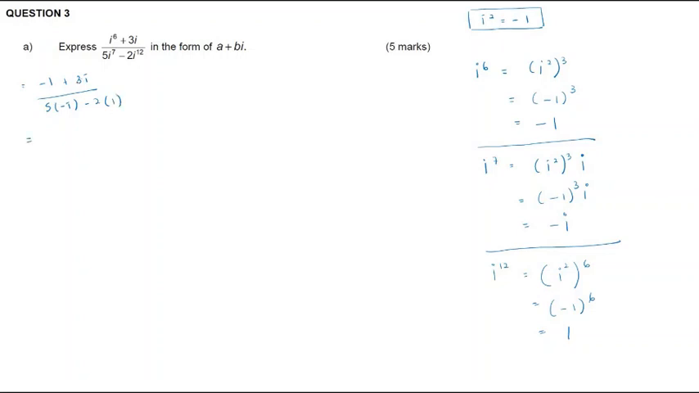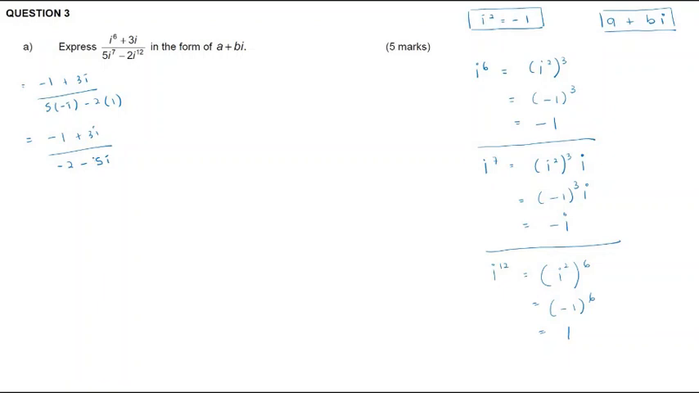Okay, negative 1 plus 3i over 5 negative i, negative 5i minus 2. Okay, let's rearrange: negative 1 plus 3i over negative 2 minus 5i, because the standard form of complex numbers is a plus bi. This is division of complex numbers.